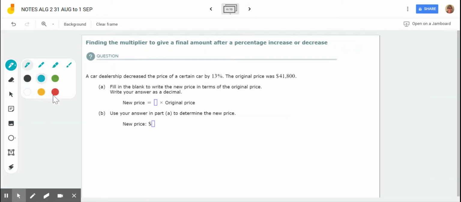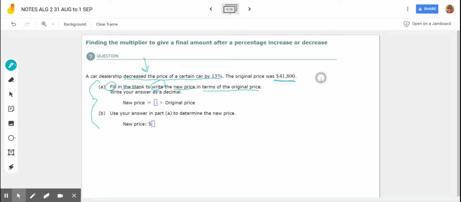All right, a car dealership decreased the price of a certain car by 13%. Decreased means the car is going to cost less. The original price was $41,800. What they're going to do here in ALEX is kind of baby step you into solving this problem. First it says fill in the blank to write the new price in terms of the original price. Write your answer as a decimal. They're not asking you for the discounted amount. They're asking you for the new price.